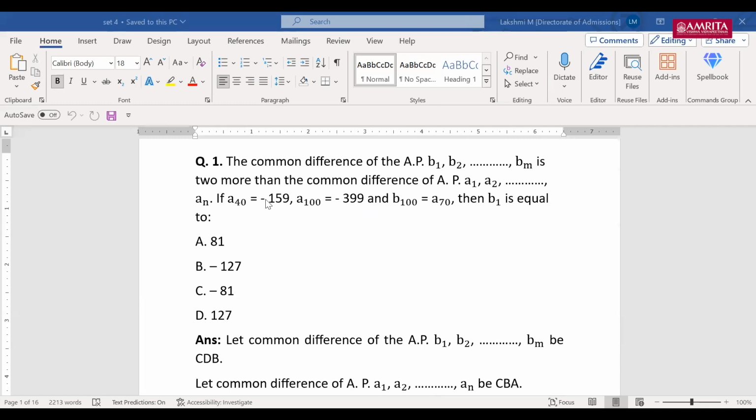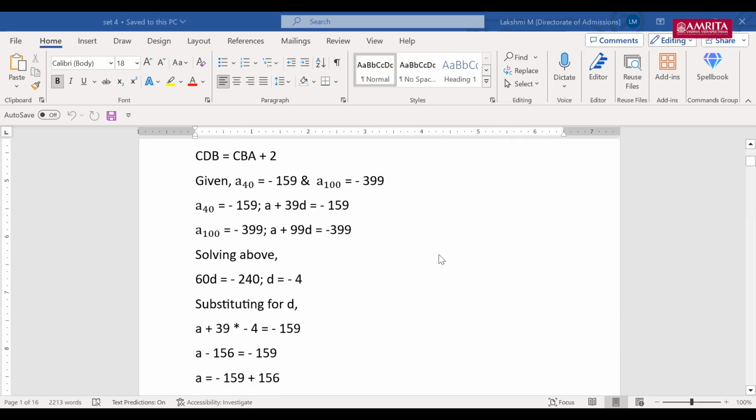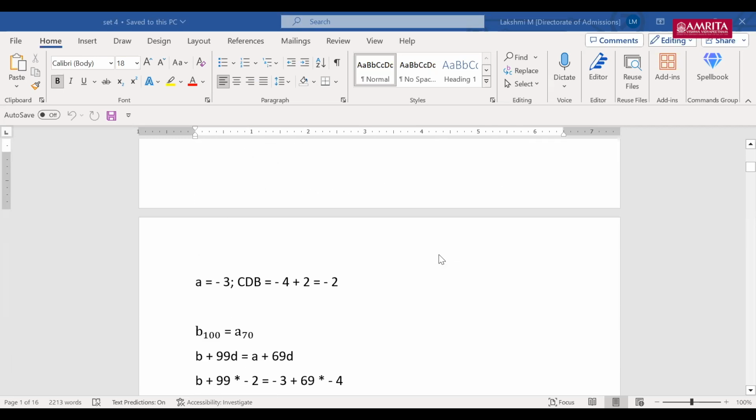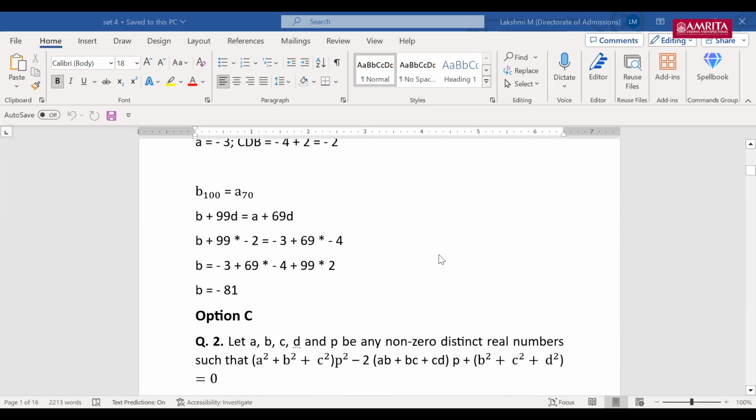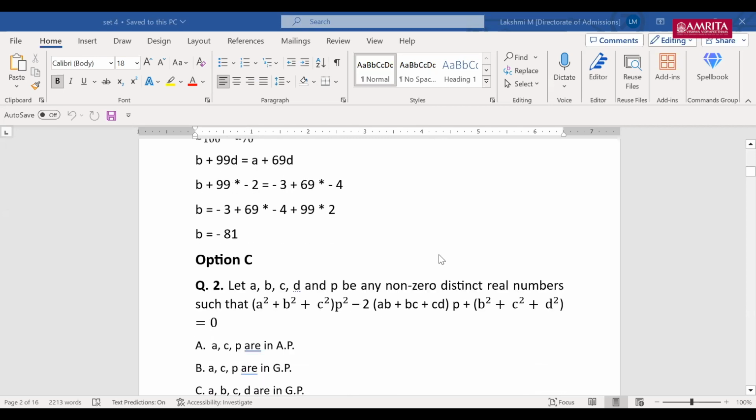I have the value of A and D, the first term and the common difference. Then I've substituted it here, and once I've substituted it, I'll be able to find the value of B. So yes, we got the answer as B equal to minus 81. I hope this question is clear to all of you.